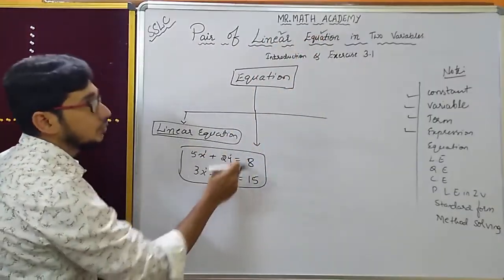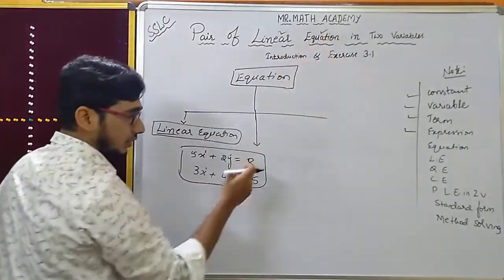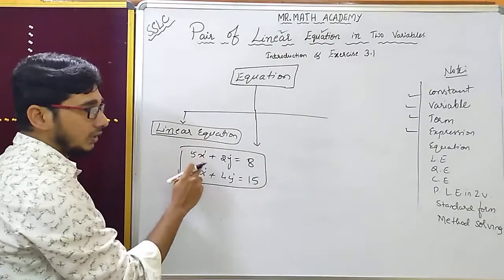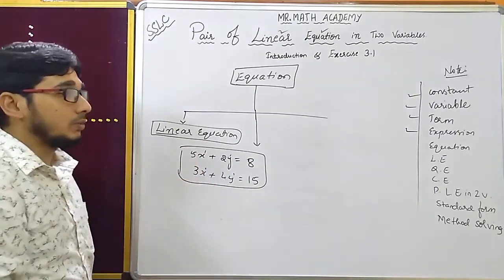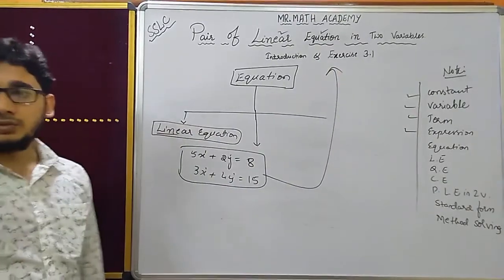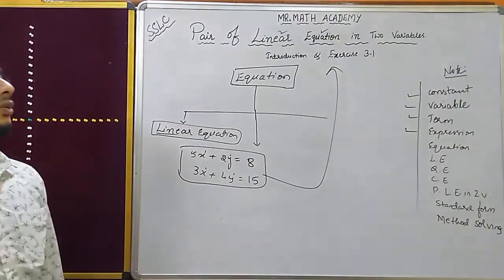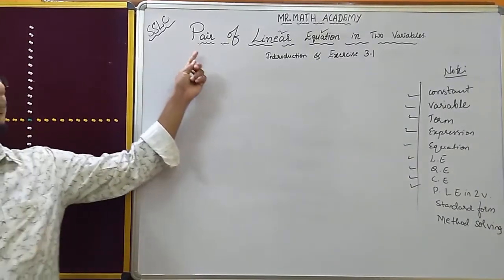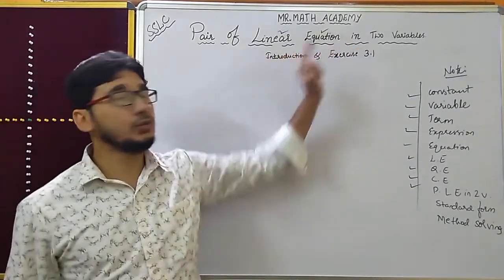Power 1 is there, so it is a linear equation, the equal to symbol is there, in 2 variables x and y. Hence we arrived at the chapter name, pair of linear equations in 2 variables. So, see, pair of linear equations in 2 variables.